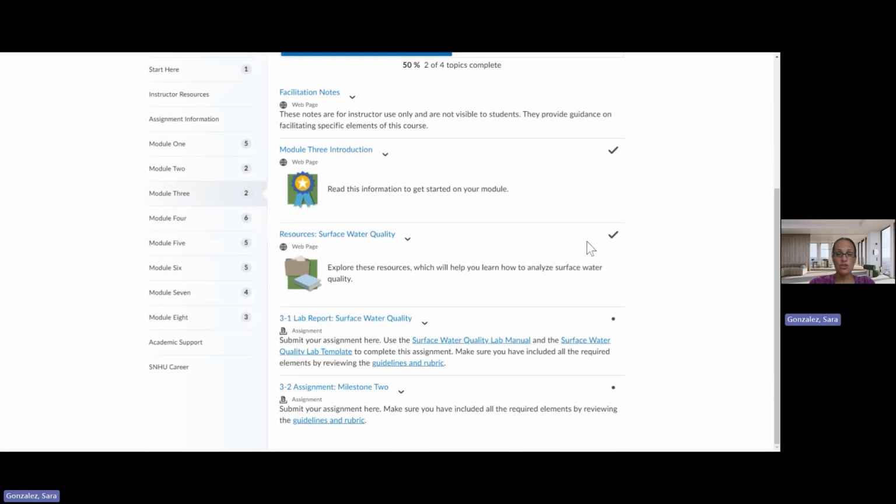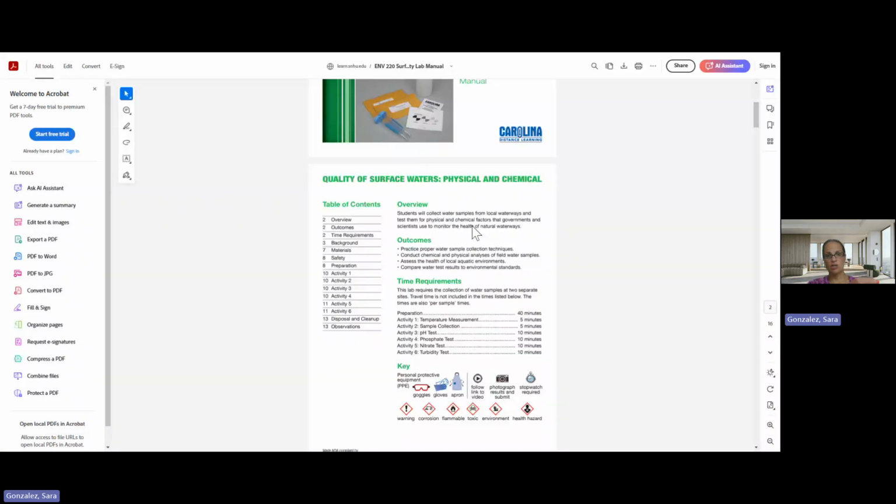You have two assignments due this week. One is the lab report looking at surface water quality, and the second is your Milestone 2. For the surface water quality lab, I'm going to share the lab manual itself. This is the kit you're going to be using, called the Water Quality Test Kit and Surface Water's Physical and Chemical Parameters. I'm going to get out of the screen so you can see it. It has some test tubes, a little bottle, and some envelopes in the back.